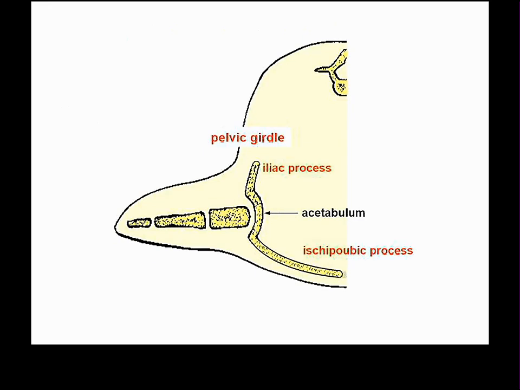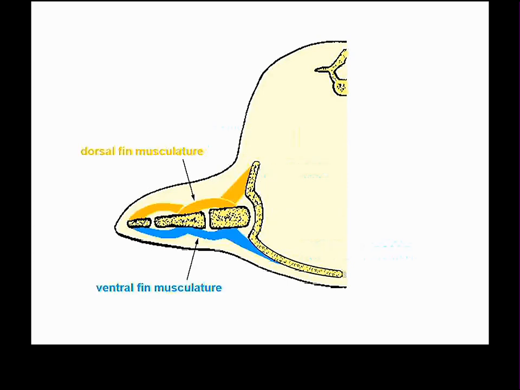And it is not comprised of scapular and coracoid elements with a glenoid cavity in the middle for articulation with the long bone, but it has a cavity for articulation with the long bone called the acetabulum, which means little vinegar cup. Acetic acid is what gives vinegar its flavor. And it has a process which extends dorsal to the acetabulum called the iliac process, and a process in this fish which extends ventral to the acetabulum, and that's called the ischiopubic process.